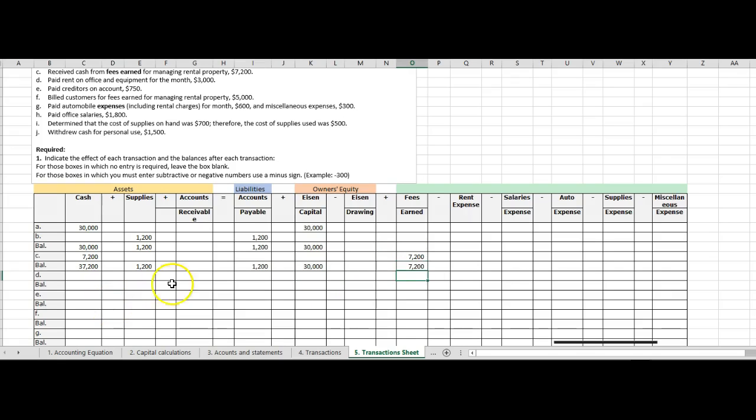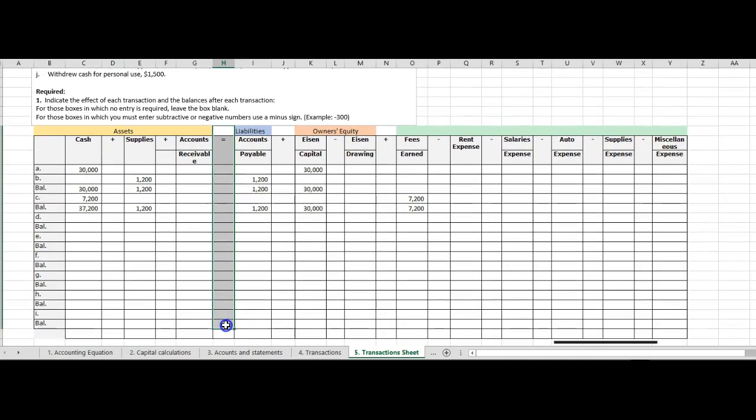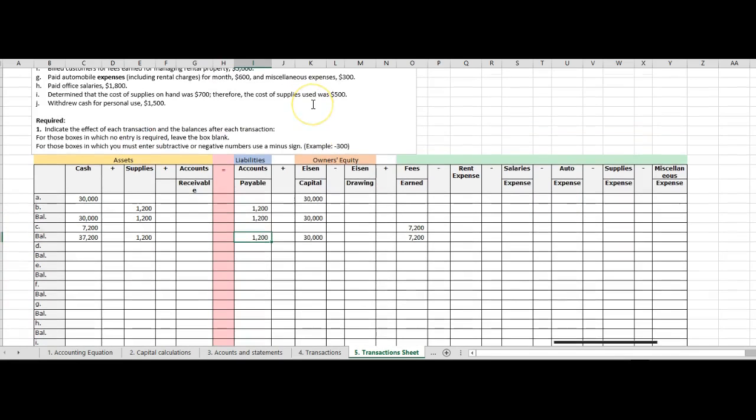Am I in balance? Well, let's put a divide in there so you guys can see. This is our divide line here. Over here are my assets, and over here are my owner's equity, and whatever's over here must equal what's over here. So now we're in balance. We're good. What's my next one?